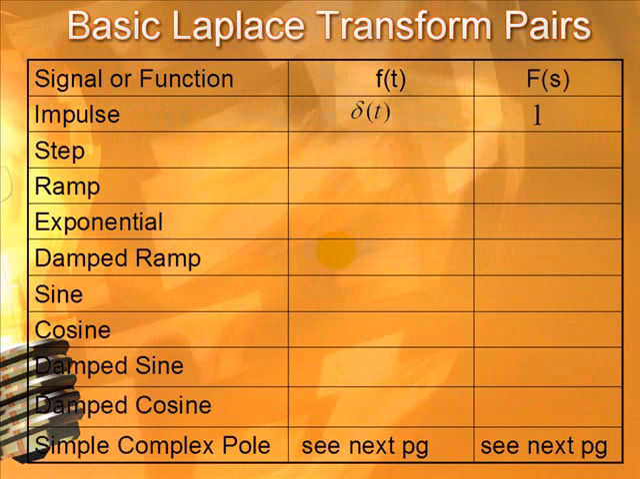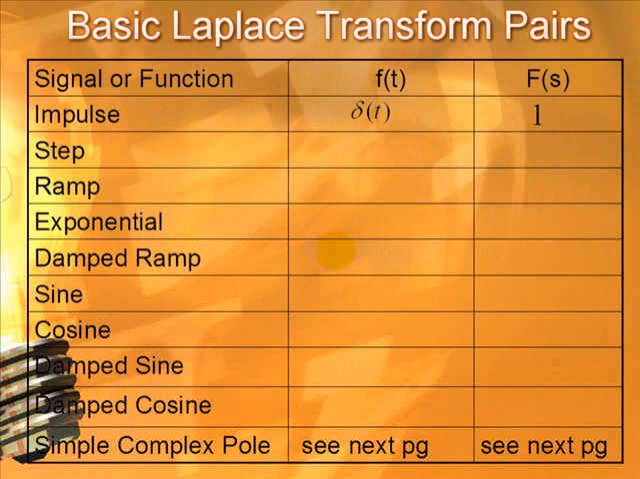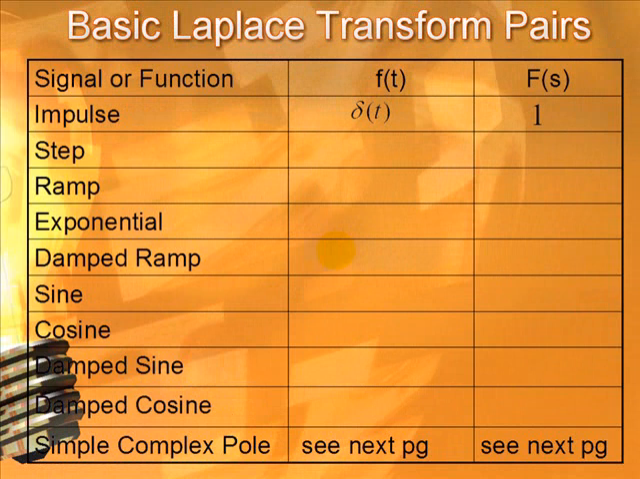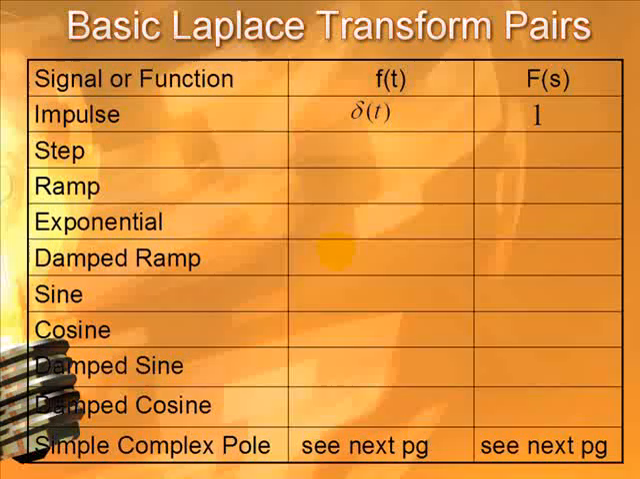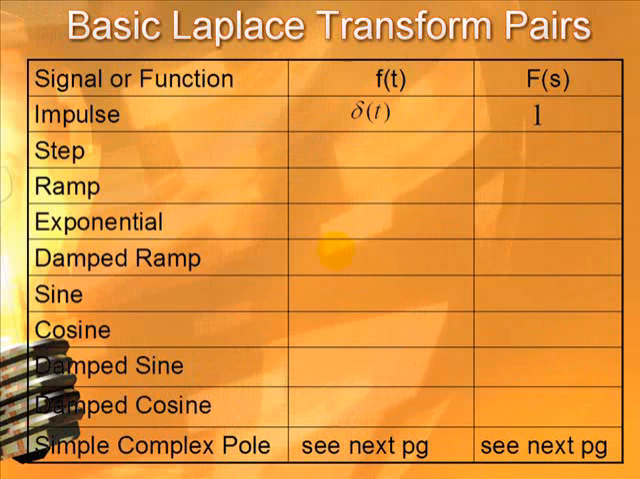And in this case, the key point you want to remember is that anything that's very thin in one domain is very wide in the other domain. So in this case, this delta function only occurs at t equals 0, and it becomes very wide in the frequency domain or Laplace domain.